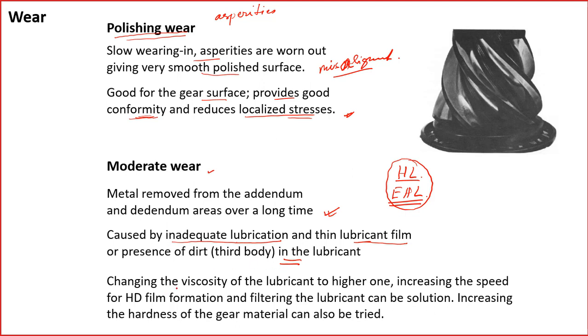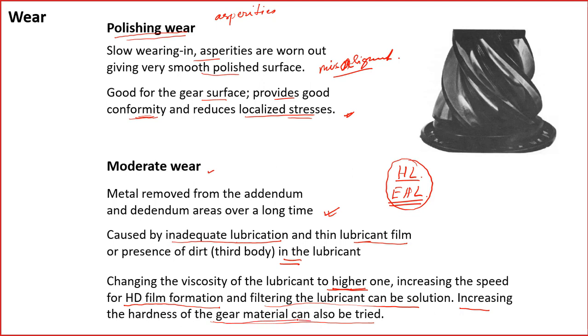So obviously the solution will be changing the viscosity of the lubricant to a higher one. If the gear is failing because of moderate wear, then use a higher viscosity lubricant, or increase the speed for hydrodynamic film formation. Sometimes, if it is possible, we can increase the speed. Filtering the lubricant is very important, and that's why the oil in gearboxes is changed frequently to help it remain clean. Another solution is increasing the hardness of the gear material.